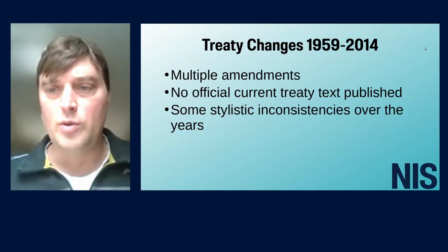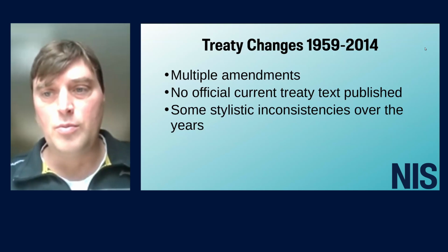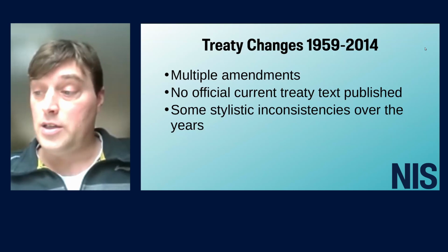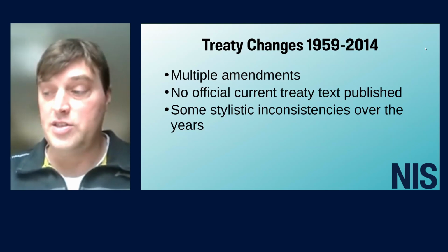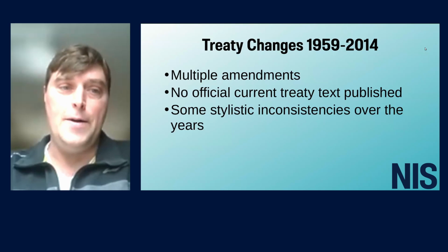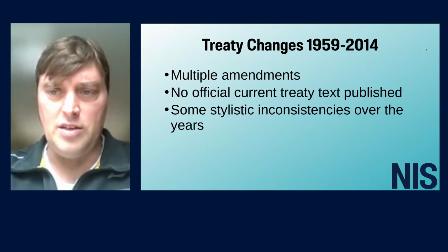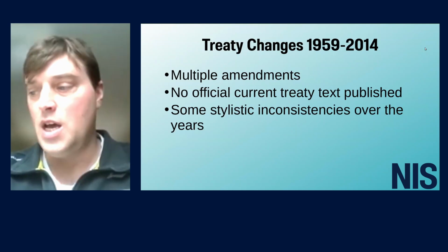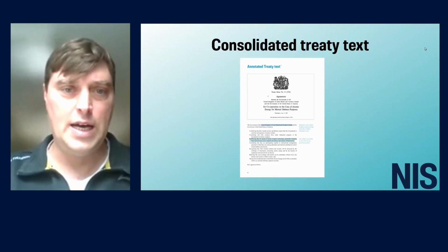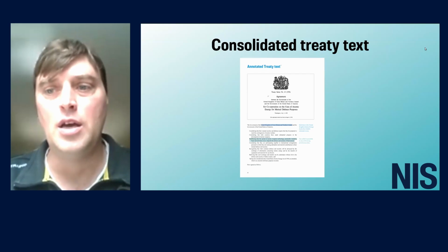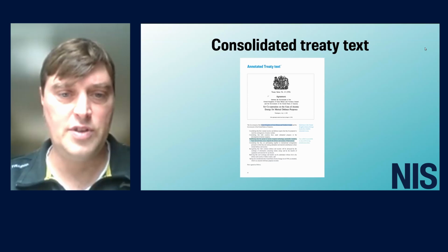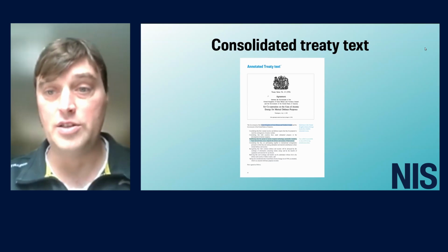So what we did with the briefing was, quite a substantial part of the briefing is a consolidated text of the treaty as it currently stands. And with those changes, you can actually see that there were some stylistic inconsistencies that have built up over the years. So we pulled that all together, and it kind of looks like this. You can see the title of the original treaty, and then below it, you can see the text of the treaty with parts highlighted that have been changed.